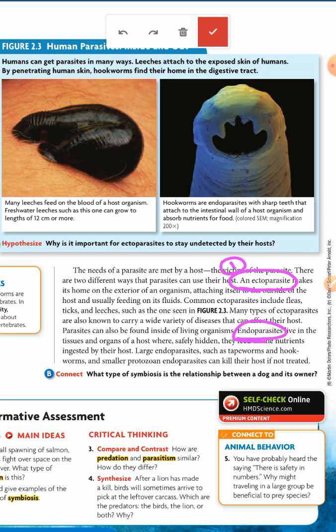Ecto means that the parasite lives and gets its benefit from, for example, attaching to the host on the outside of the body, and usually feeds on its fluid. Let's think about some examples. For example, in your opinion, we can say mosquitoes, we can say ticks, we can say leeches. All these things are considered to be ecto or endo? Ecto. Why? Because they live outside the body of the host.